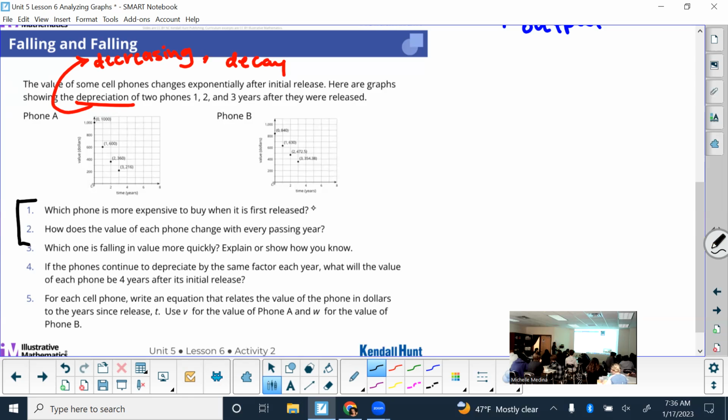Phone blank is more expensive to buy when it's first released. So maybe like draw a picture. Like rephrase the question as an answer so you don't have to write like 2 different things each time. Right, so I'll give you 2 minutes to figure out 1 and 2 within your groups. I'm going to try and make those a little bigger.